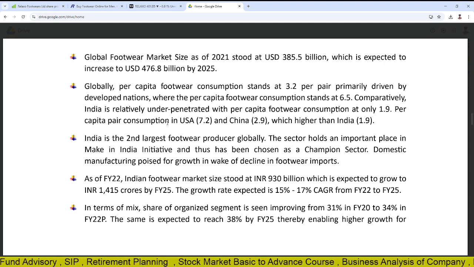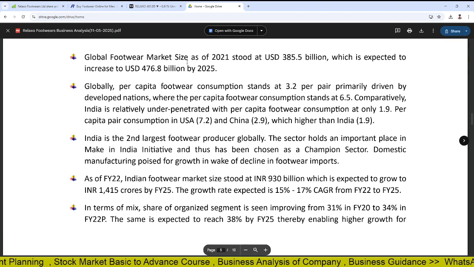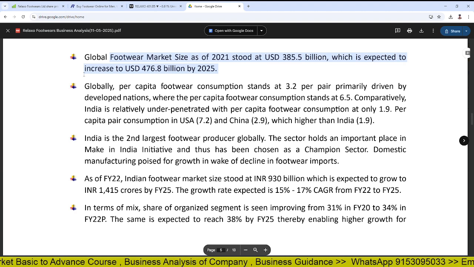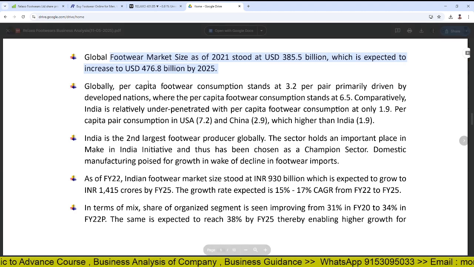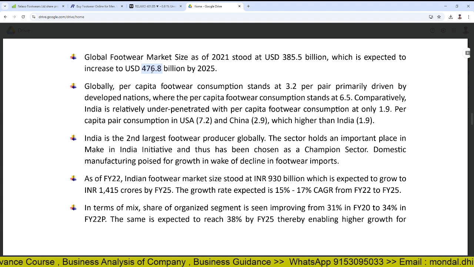So the total market is 385.5 billion, which is expected to increase to 476.8 billion by 2025. By 2025 we are expecting the global footwear market will grow to 476.8 billion USD.